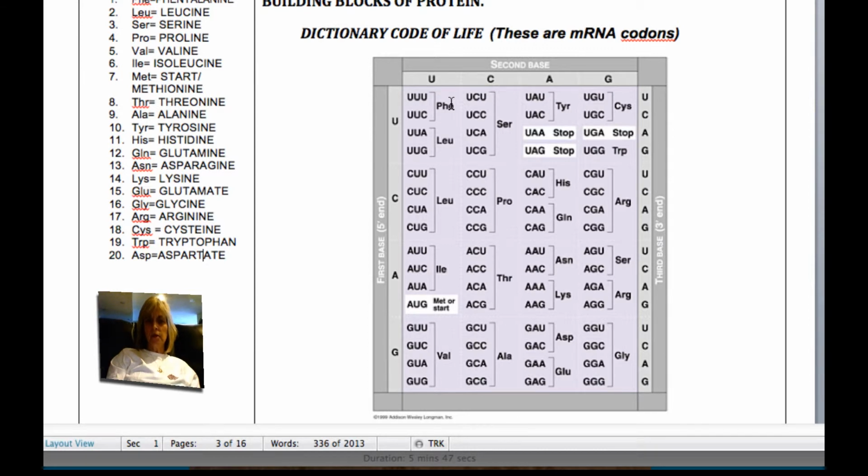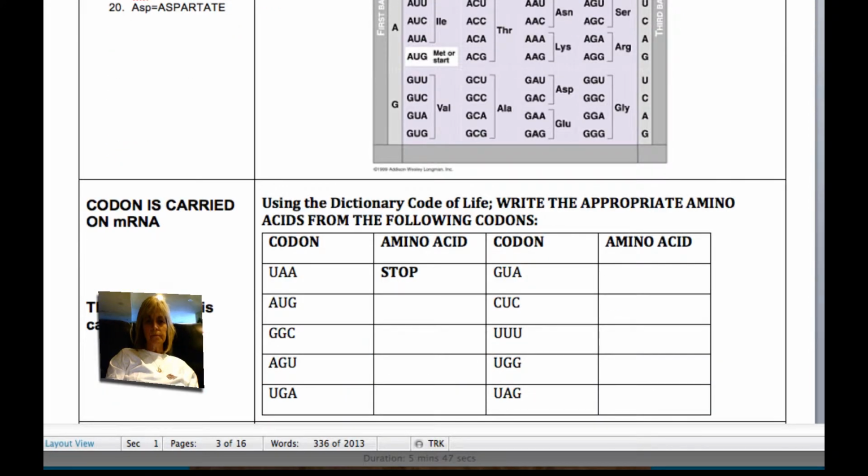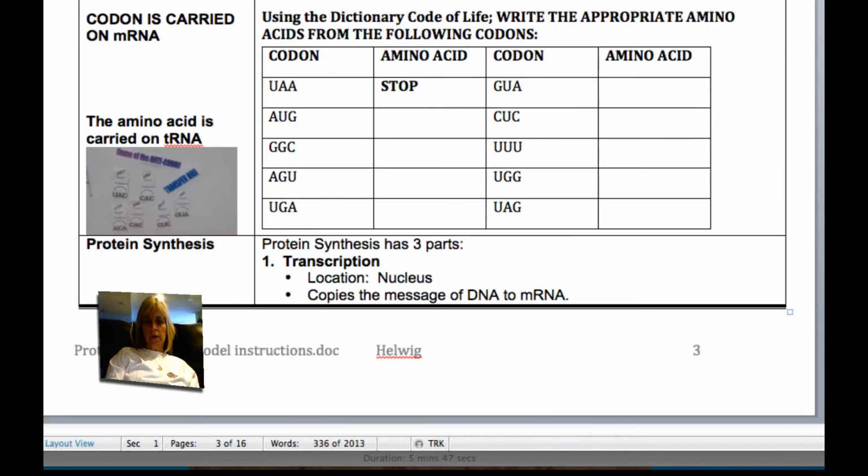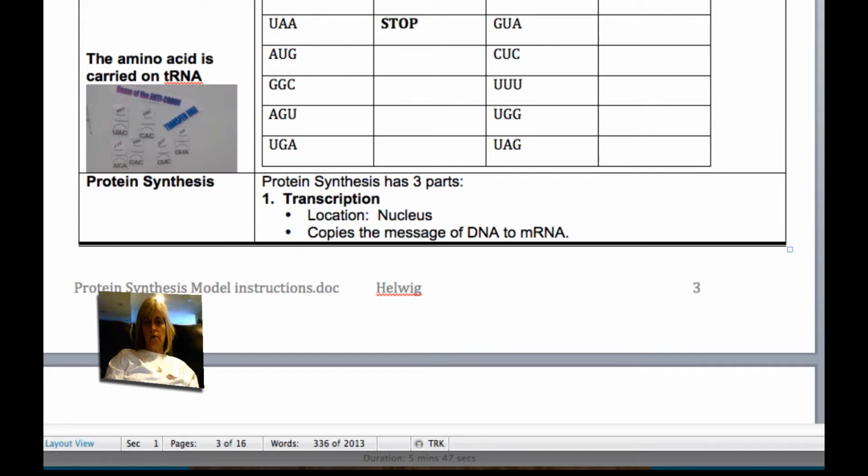So that's how you use the dictionary code of life, and we'll be looking at that later on in translation. Here you can do a little activity to see if you understand what amino acid would code for AUG, and what amino acid would code for GGC. You can fill in the amino acids using the dictionary code of life. Now we're going to come down here and start protein synthesis.